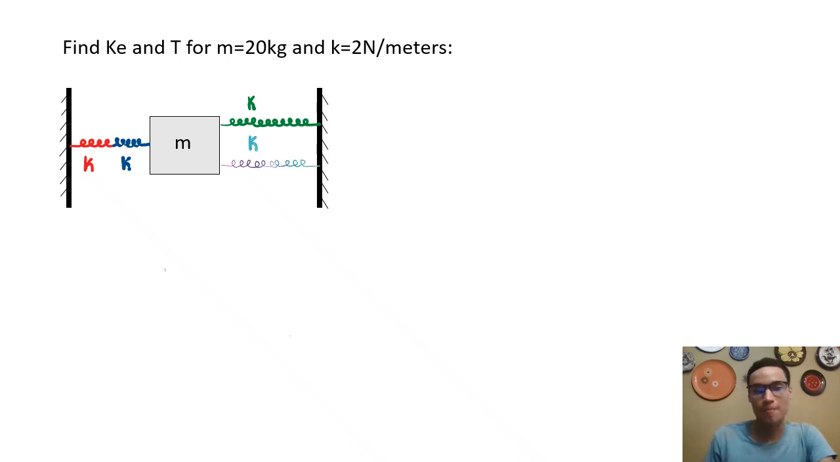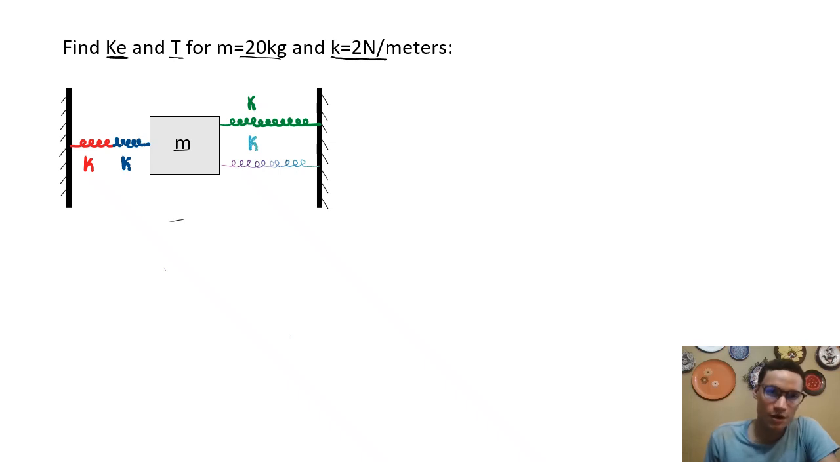Hello guys, this is the MEPtutor, and in today's video I'll be solving this problem. We have here a system. We have the mass of the object of the system. We have the spring constant of each of the four springs in the system. And the questions are to find the equivalent spring constant of these four springs, so we have to simplify them, and we have to find the period of the system.